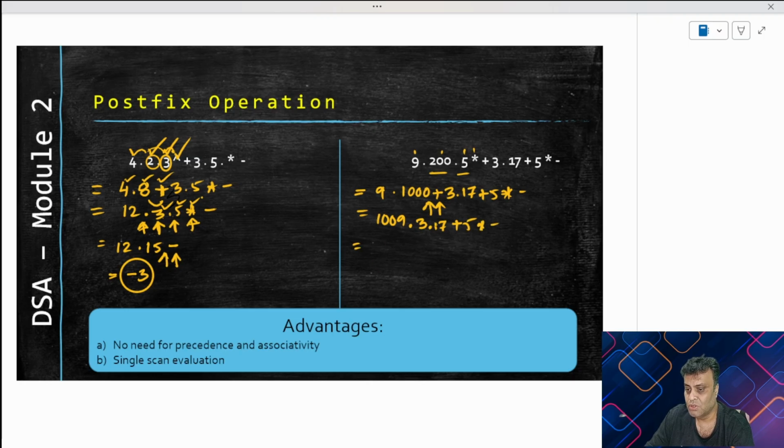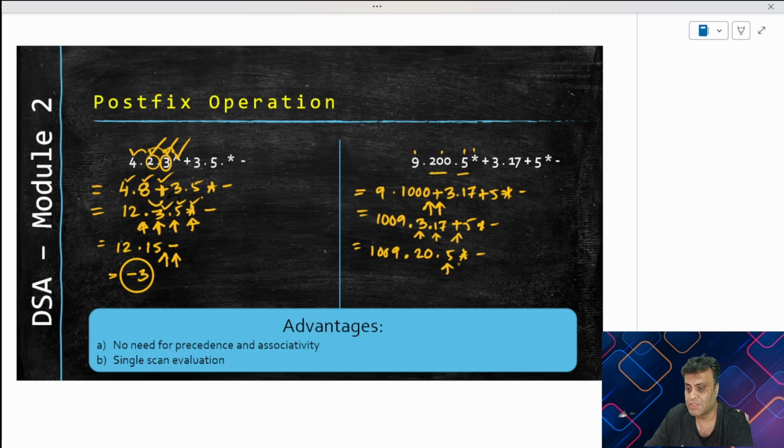Now I am where I have applied plus, so I am at 3, right? So my pointer is at 3. I will go to 17, I will go to plus. As soon as I reach plus, what will I see? I will see that 17 and 3 are supposed to be added, right? So I will say 1009, then 20. I have applied till plus, so I will say 5 star minus.